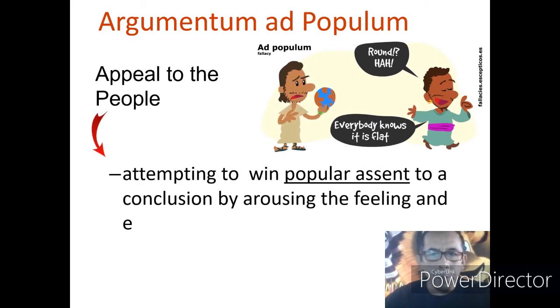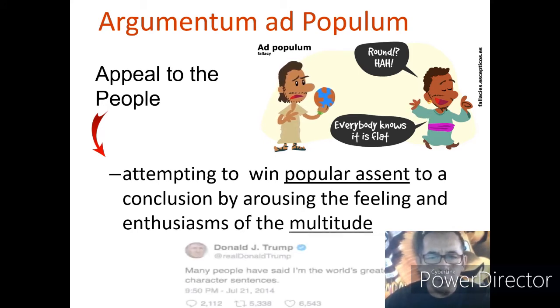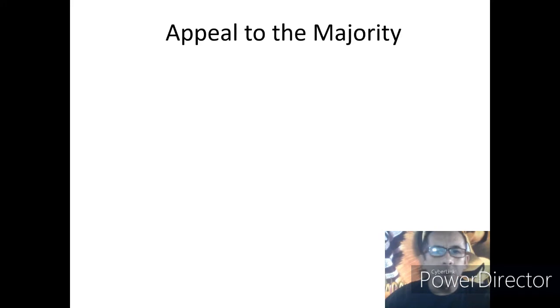Attempting to win popular assent to the conclusion by arousing the feeling of enthusiasm of the multitude. For example is the pose of President Donald Trump. Many people have said, I'm the world's greatest writer of 140 character sentence. We have the appeal to majority.